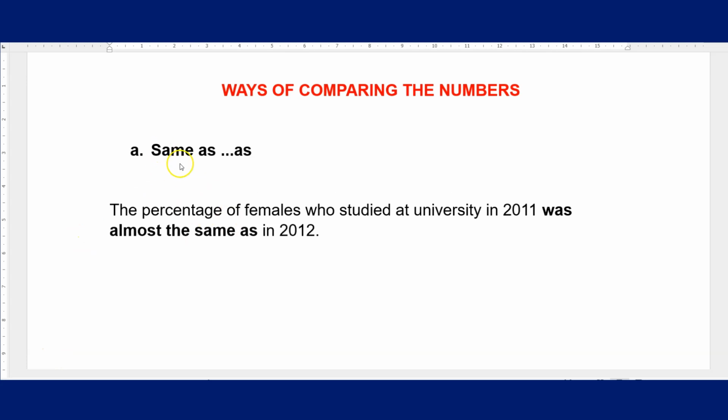You can also use the word same as. Okay, so let's look at the example. The percentage of females who studied at the university in 2011 was almost the same as in 2012. So those who studied in the university in 2011 was almost the same as in 2012. Okay, so these are also some of the ways you can use to compare similar numbers. Now let's look at other methods.